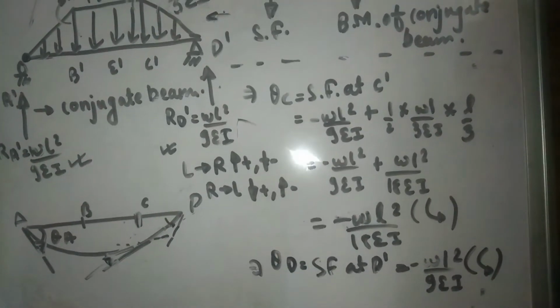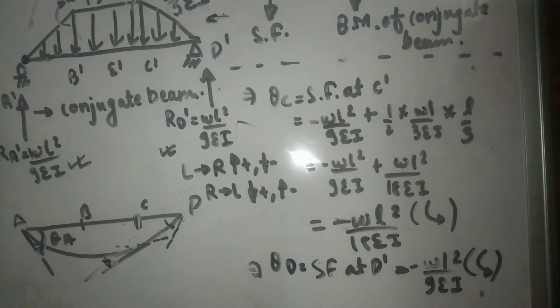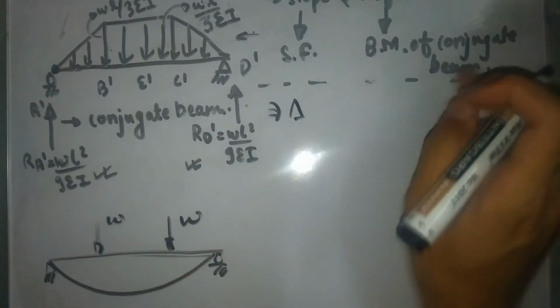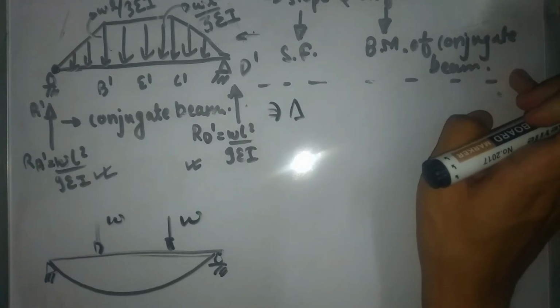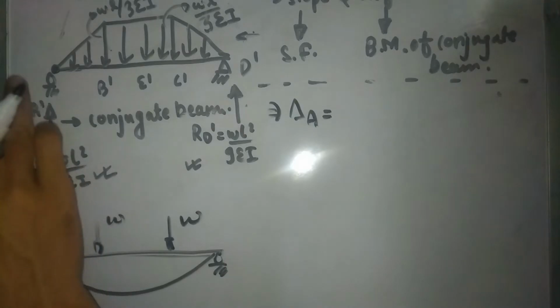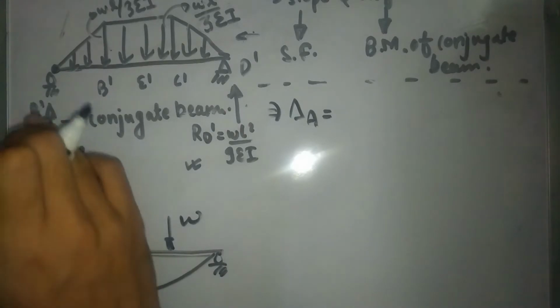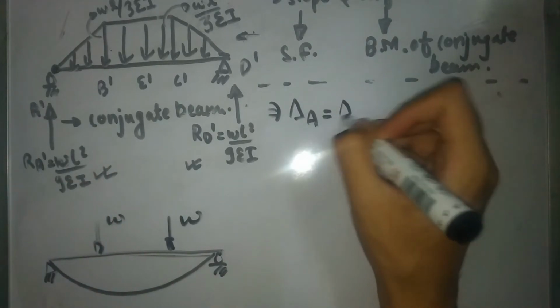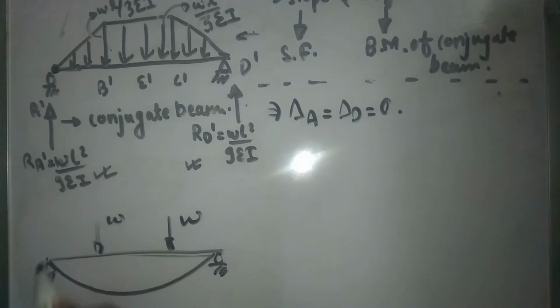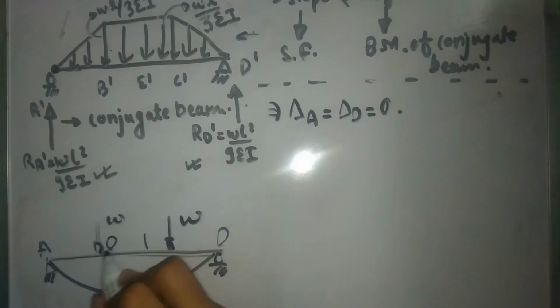Next we are going to calculate our deflection. In order to calculate the deflection, it is simply equal to the bending moment of our conjugate beam. So if I have to calculate my deflection at point A of the real beam, it is going to be my bending moment at point A dash of the conjugate beam. My deflection at point A and point D are 0, so I don't need to calculate it. As you can see here, the deflection at the support reactions is always equal to 0.